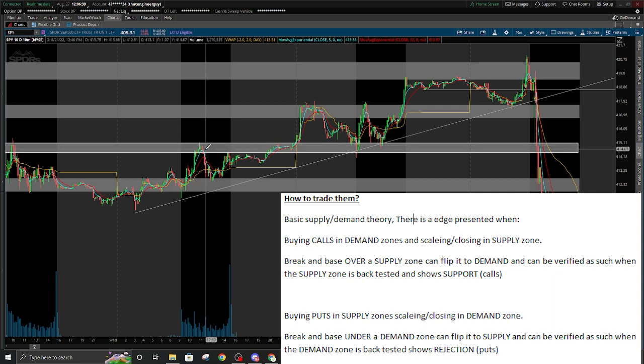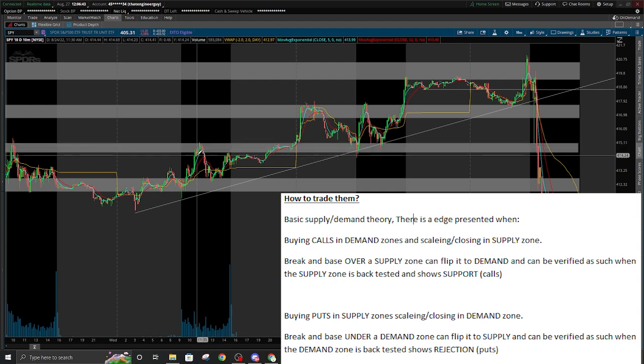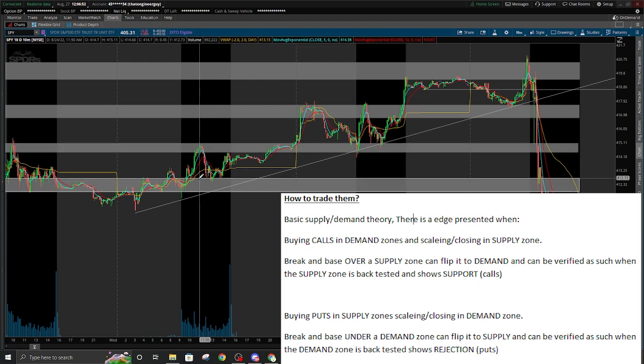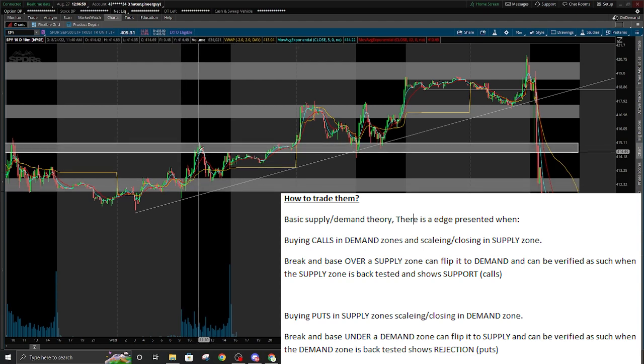So you would be scaling out or completely closing your position, maybe scaling in here and then getting stopped on the last one as that zone breaks down. But that's the goal. You're buying calls in demand and you're selling calls, or closing your calls rather, in supply.